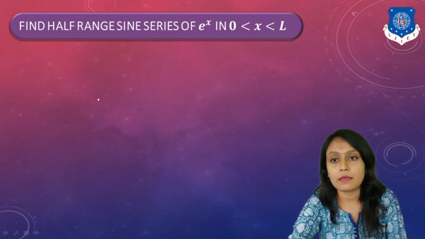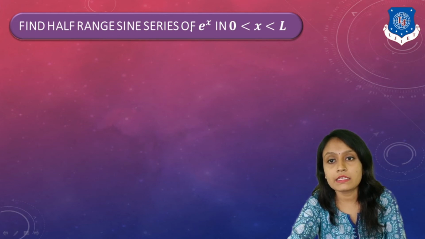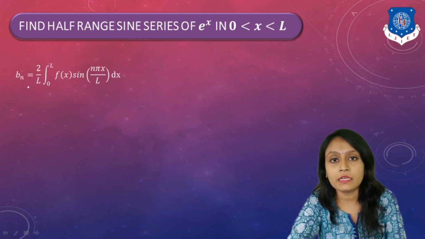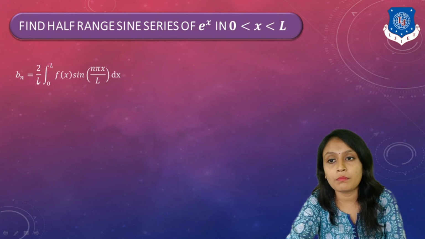Okay, let's see one example. The question is, find the half-range sine series of e raised to x in the interval 0 to L. Now, if in the question the interval is given in the form of L only, we will take L throughout. We have to find the sine series, so we will find Bn. The formula is 2 upon L integration 0 to L f(x) sin n pi x upon L dx.